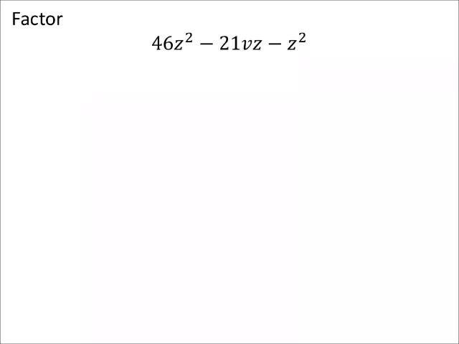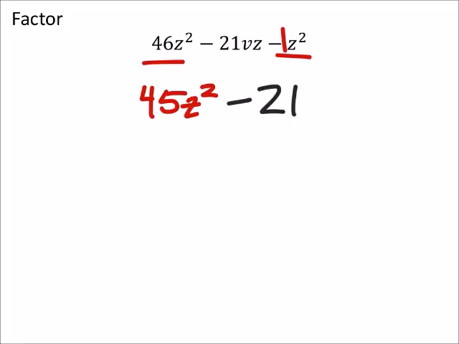This one looks a lot worse than it actually is, all right? And the reason is because we have these two z squared values right here, which means they're like terms that we can combine. So I got 46 minus the 1 z squared, giving me 45 z squared. Of course, we still have that minus 21 vz.